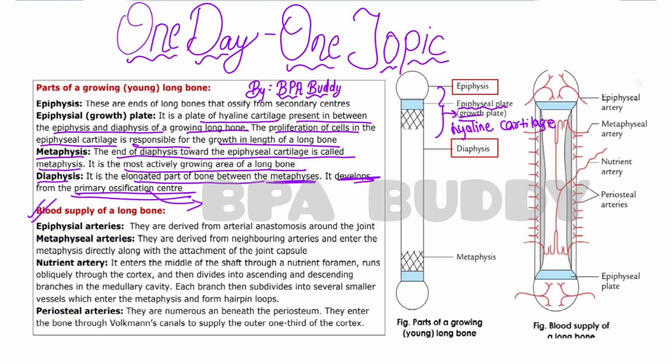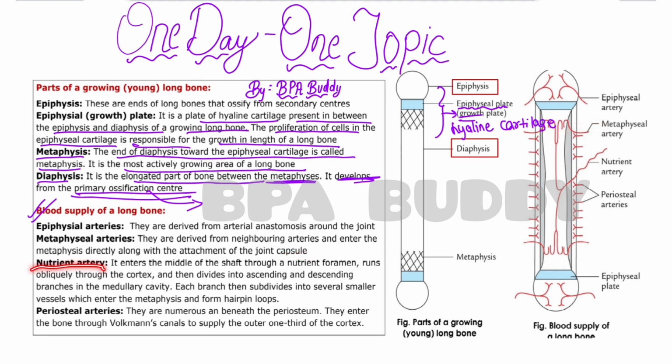And remember, the diagram is very important. Here you can see the epiphyseal artery. Metaphyseal arteries derive from neighboring arteries and enter the metaphysis directly along with the attachment of the joint capsule. So here you can see that our metaphyseal arteries derive from the neighboring arteries, and they enter directly along the attachment of the joint capsule.